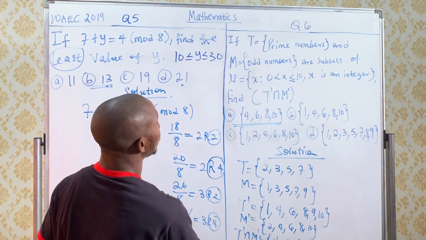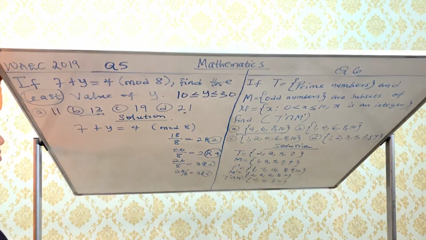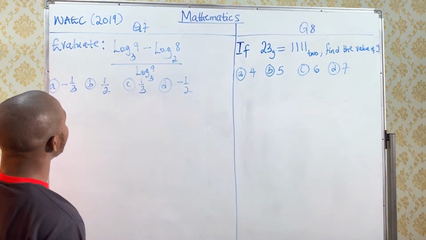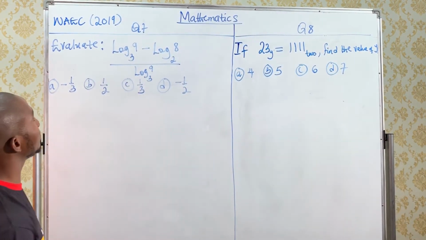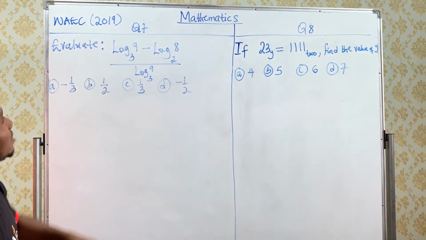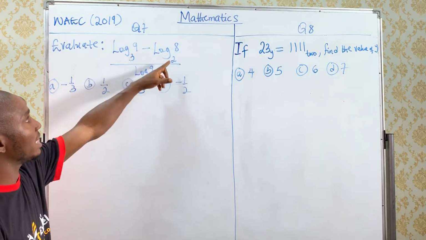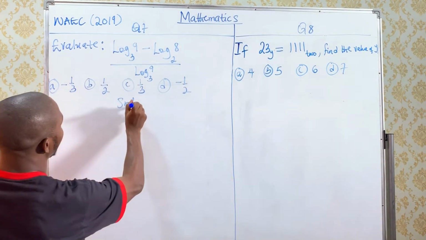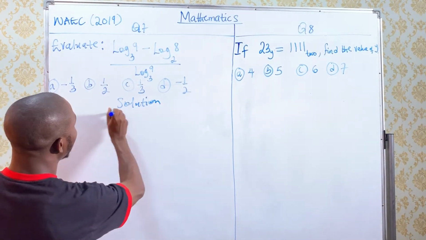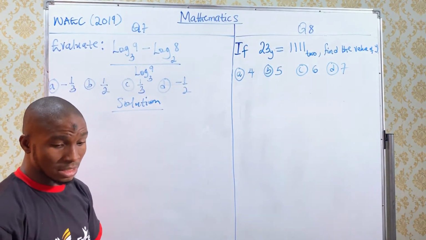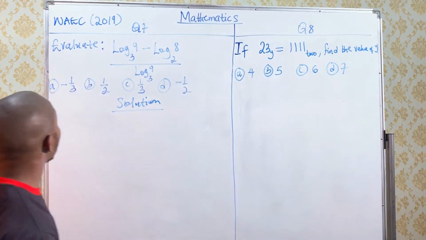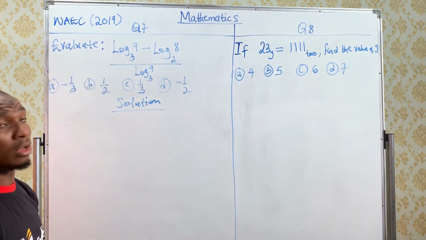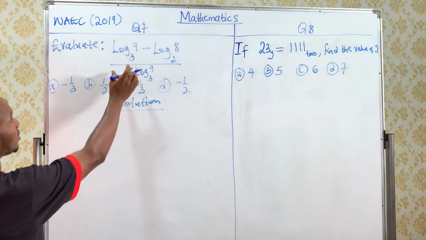So let's go to question number 7. Question 7 now. We are asked to evaluate log 9 base 3 minus log 8 base 2, divided by log 9 base 3. We've explained the rules guiding logarithms in our previous videos, so you can check that to understand this. So let's pick the terms one after the other.